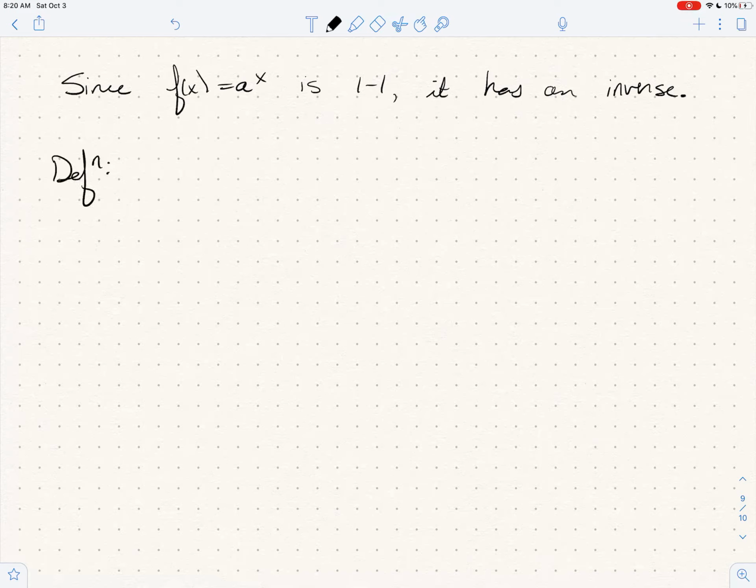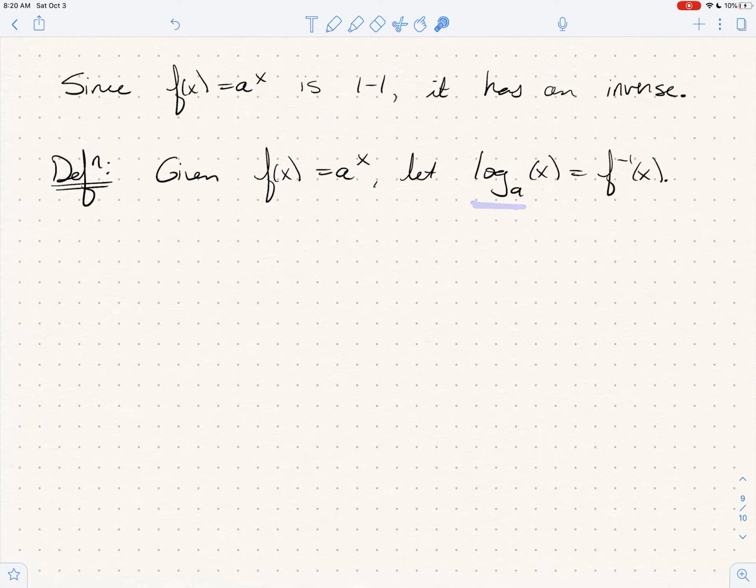So, definition. Given f of x equals a to the x, I'm assuming, as always, a is bigger than 0 and not equal to 1. Let's let log base a of x be the inverse function. So when we write down log base a of x, what on earth does that mean? It's just fancy notation for the inverse of a to the x. Don't let it scare you. It's just an inverse function.